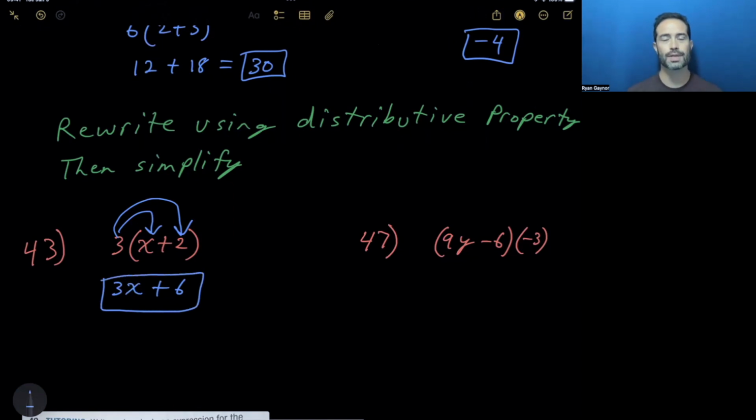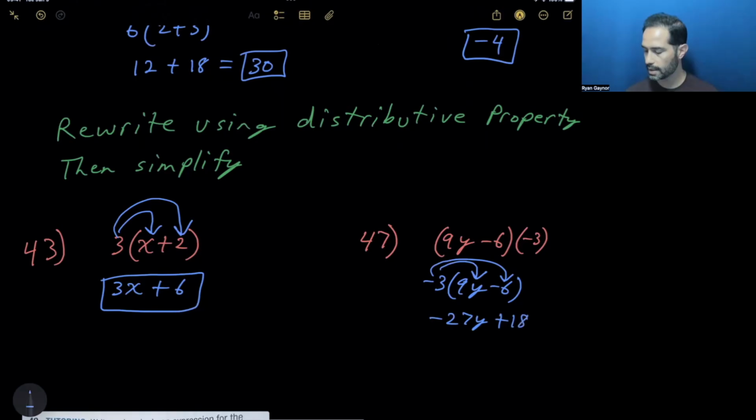All right, let's do another one with a negative. So again, we have the -3 on the right side. I'm just going to rewrite it so it's on the left side. Visually, I like that better. So we have -3 times 9y. So I'm just going to do the -3 times the 9. So that's -27, and then put the y. And then we have -3 times -6, and that is positive 18.